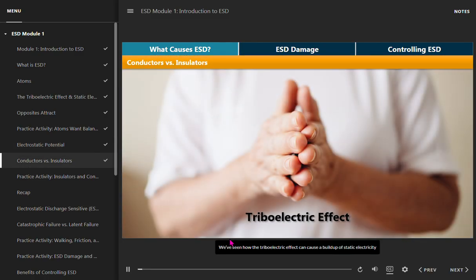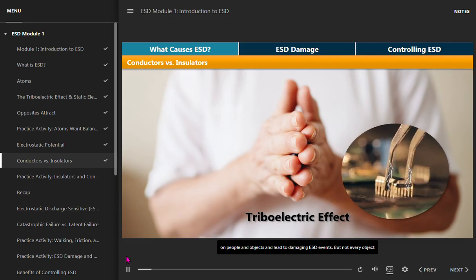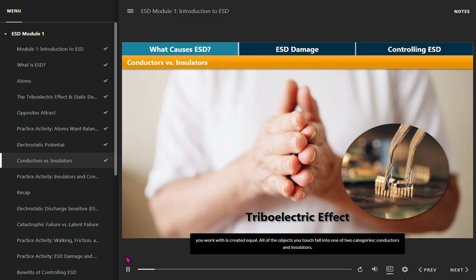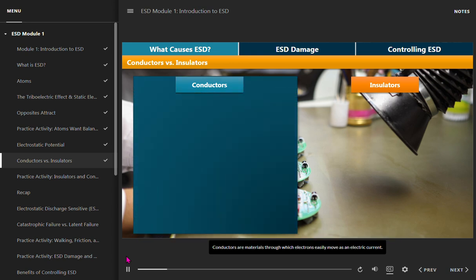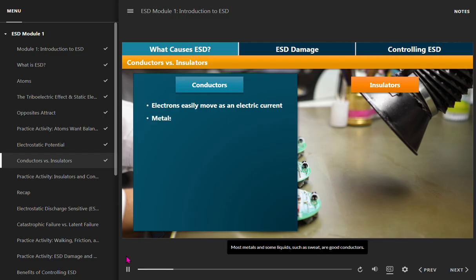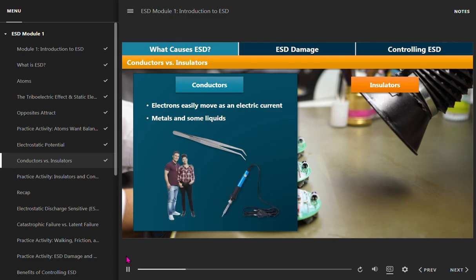We've seen how the triboelectric effect can cause a buildup of static electricity on people and objects and lead to damaging ESD events. But not every object you work with is created equal. All of the objects you touch fall into one of two categories: conductors and insulators. Conductors are materials through which electrons can easily move as an electric current. Most metals and some liquids, such as sweat, are good conductors. Everyday examples include metal tweezers, the metallic tips of a soldering iron, and even you.